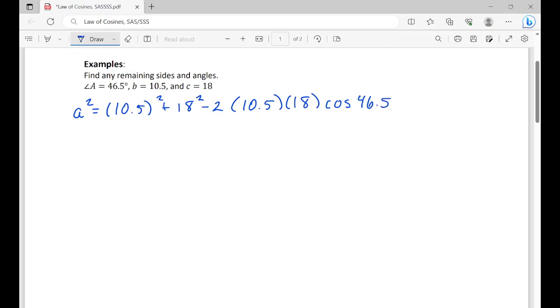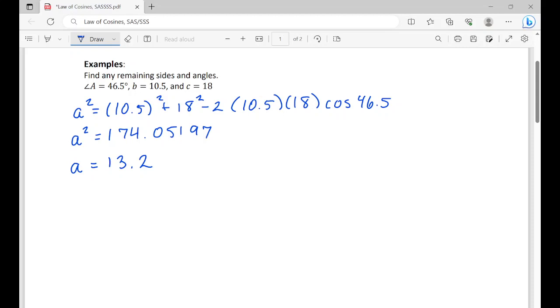46.5. And so I'm just going to put this all into my calculator and make sure that your calculator is in degree mode, not radians for this. So A squared is going to equal 174.05197. I went to 5 decimals just to be safe. And then I square root both sides, and I'm going to round to 1 decimal. A equals 13.2. So the length of side A is 13.2.